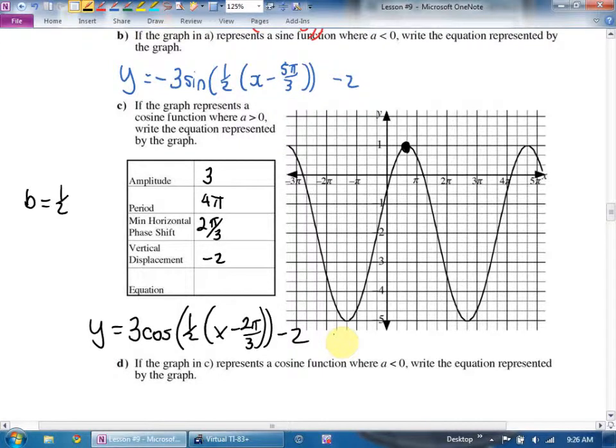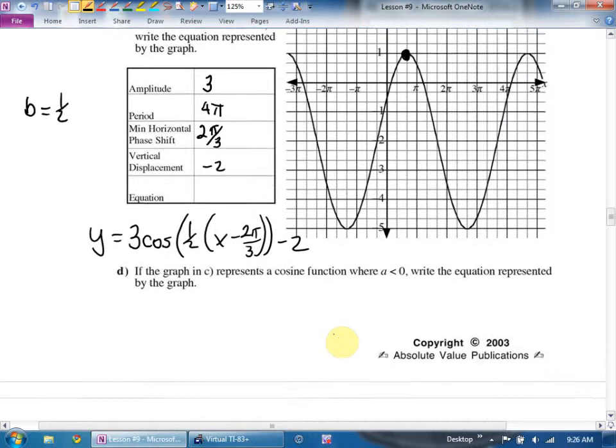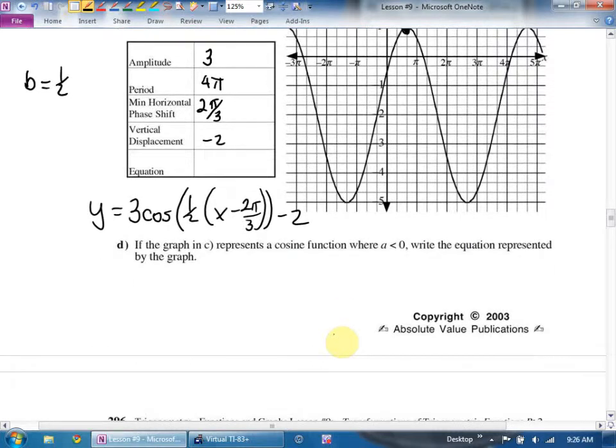What if I want to write this in part D as a negative cosine graph? Well, okay. Y equals negative 3 cos. That's not going to change. I'll put a negative in front of the 3. The 1 half, the period, is not going to change. The x is not going to change. The minus 2 way over here is not going to change.